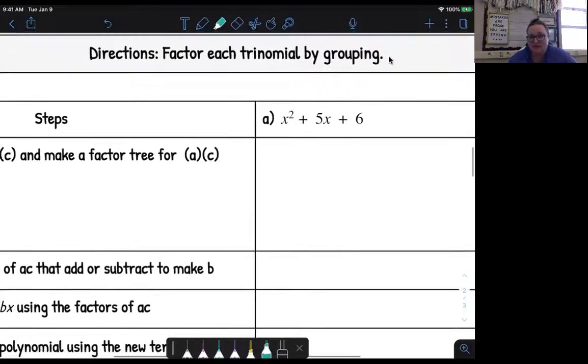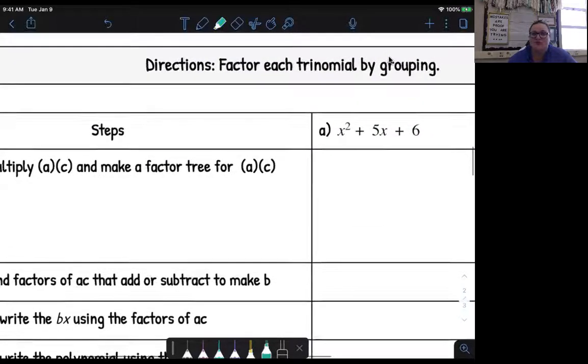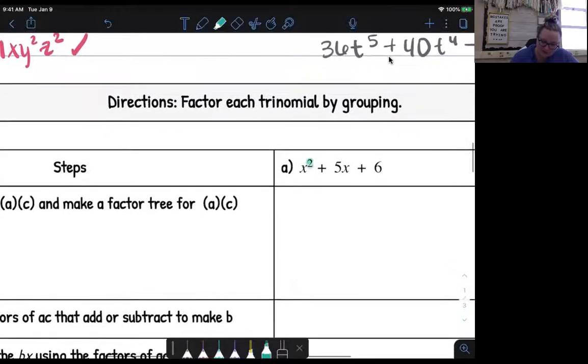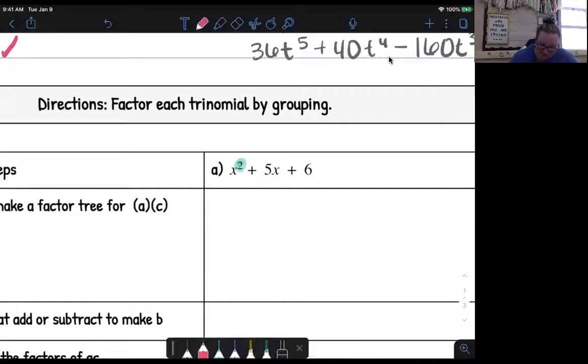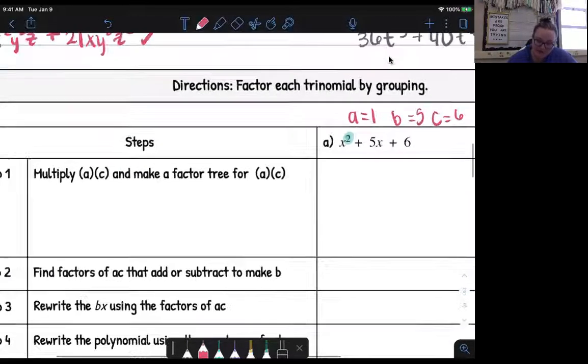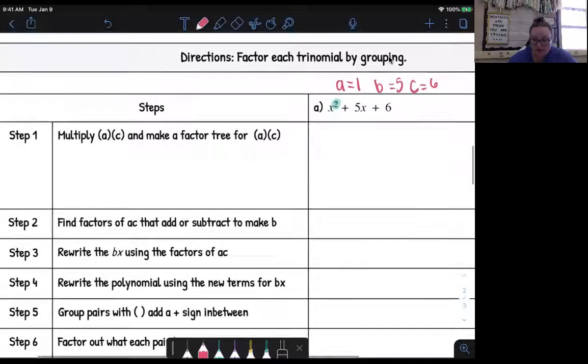And to factor this thing, we are going to factor by grouping. So we've got a degree 2 polynomial here. My highest exponent is 2. If we identified A, B, and C, we would see that A is 1, B is 5, and C is 6. All right, so this is how you factor by grouping when you don't have a GCF.